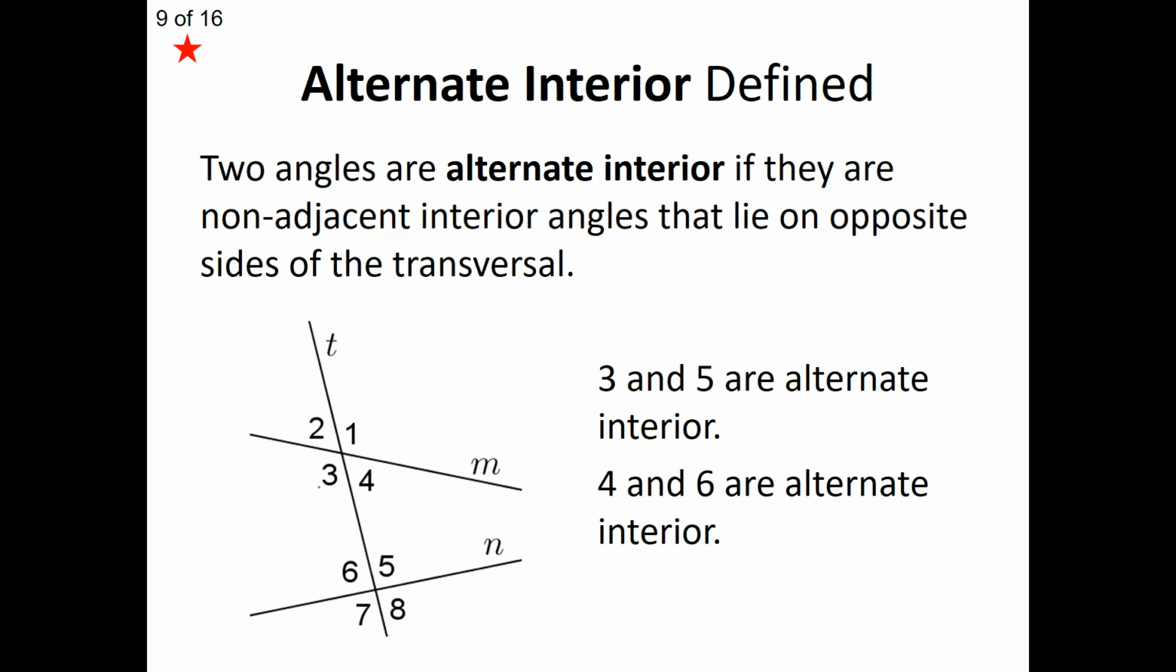So if I were to pick angle 3 to begin with, what would angle 3's alternate interior angle be? Well, angle 3 is already interior. I need a non-adjacent interior, which means I rule out angle 4. That leaves me with angle 5 and angle 6, but it has to be on the opposite side, which means angle 6 is out. So the only angle that angle 3 can be paired with is angle 5, and that is a pair of alternate interior angles. Same story goes for angle 4 and angle 6. That's another pair of alternate interior angles.